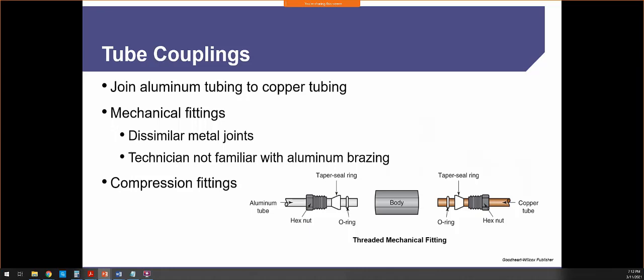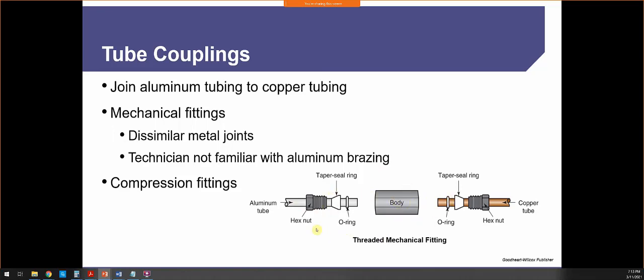We also have tube couplings. We use them to join aluminum tubing to copper tubing. I've never had to use these before, but they are used for dissimilar metals. We're trying to keep electrolysis from happening and causing corrosion, and so we have to use something that is going to keep the electrolysis from traveling from one body to the other.